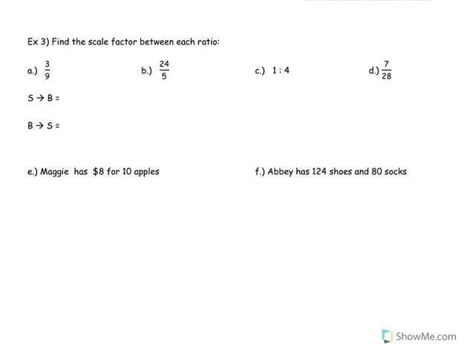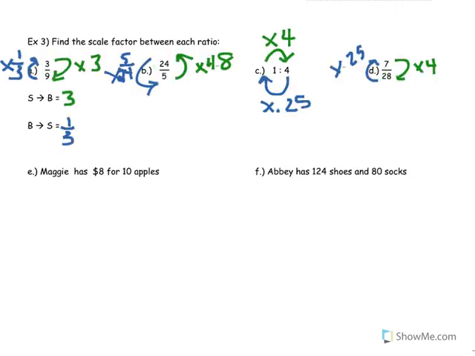See if you can take a moment to find each of these scale factors in part A, B, C, and D. So pause the video for me. Alright, so here are the scale factors that I came up with for parts A, B, C, and D. And what I'll notice is the first example was exactly like the one that we just did, where small to big was 3 and big to small was 1/3.